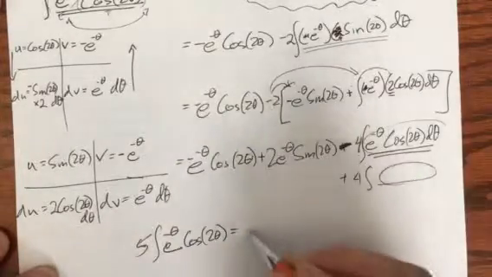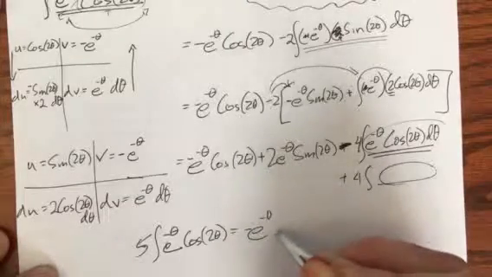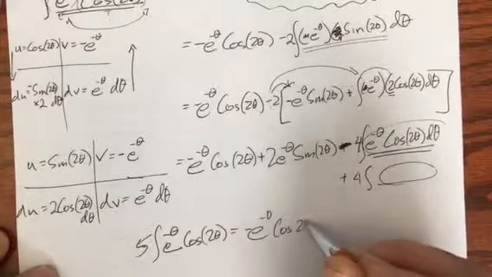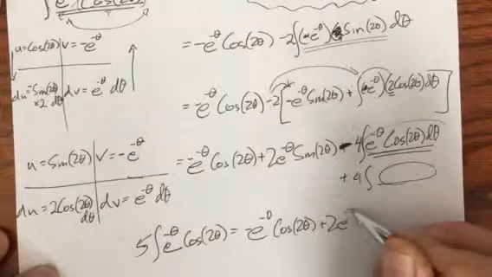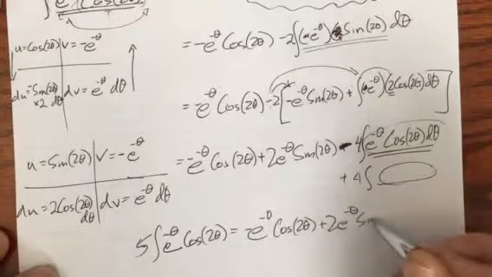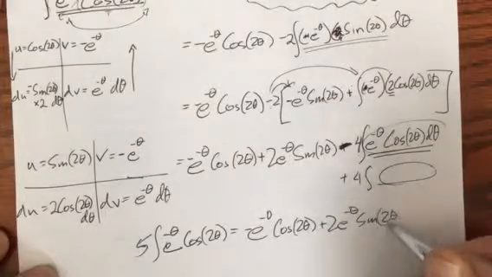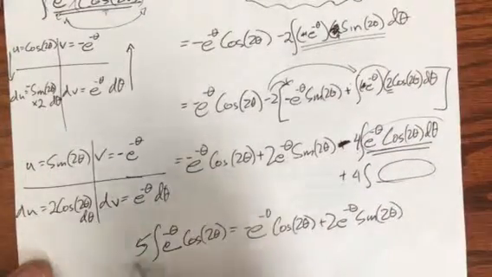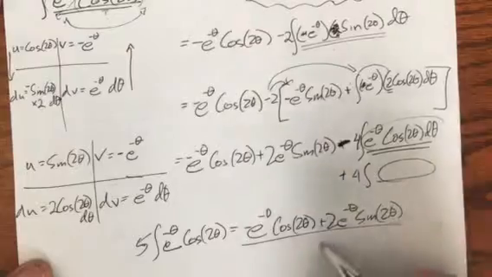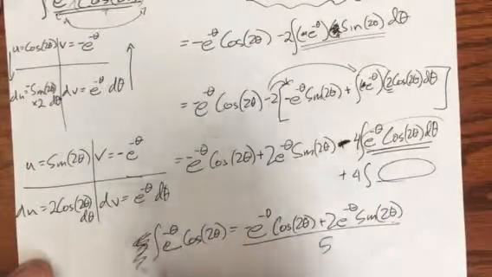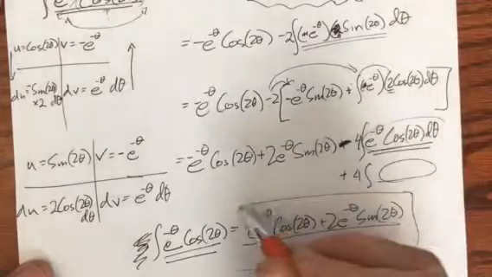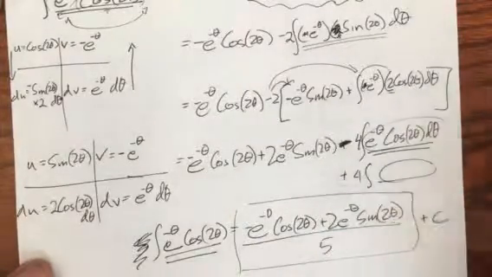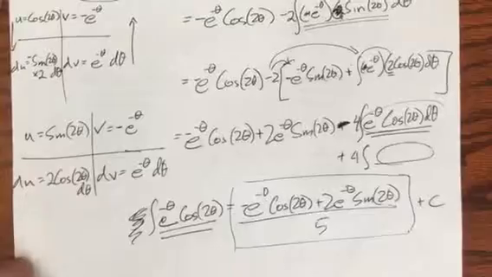And what is that equal to? It's equal to minus e to the minus theta cosine of 2 theta plus 2e to the minus theta sine of 2 theta. And now if I simply divide everything by 5, lo and behold, I have solved my original problem. It is equal to this. And I can slap on a plus C, and I'm good to go. Thank you.